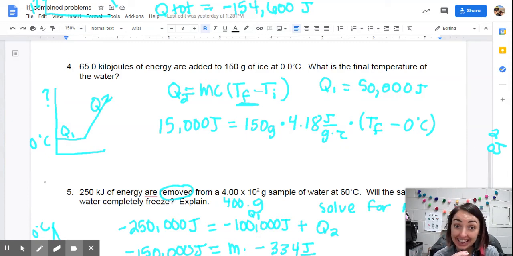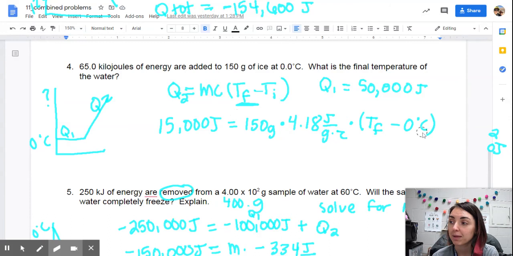Okay, let's check in. Remember, I'm giving you some real simplified algebra here because we've already gone through these problems. You can check my picture of my key. My algebra is more detailed there. For Q1, you should calculate that out to be 50,000 joules. If I subtract 50,000 joules from 65,000 joules, Q total, Q2 should be 15,000 joules equals 150 grams times 4.18 times T final minus 0 degrees Celsius. Okay, so that's where we're starting. Hopefully we got that far.